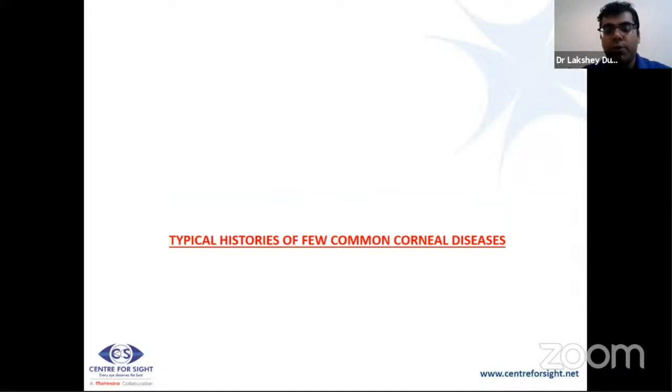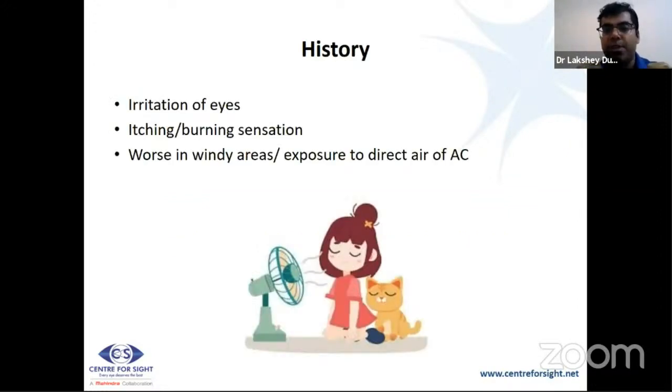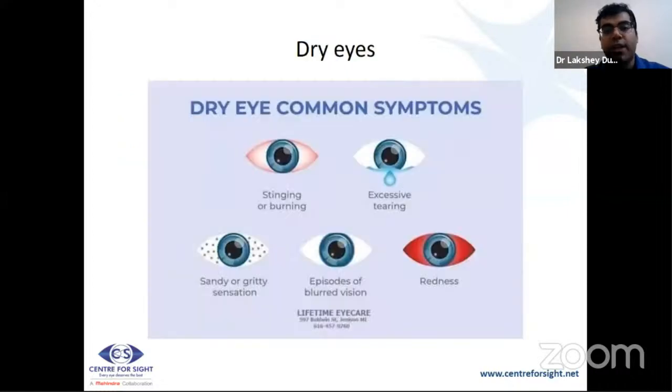Now we'll talk about the next part, which is typical histories of a few common corneal diseases. A patient complains of irritation of eyes, itching, burning sensation, which gets worse in windy areas or exposure to direct air of AC. The patient has dry eyes.